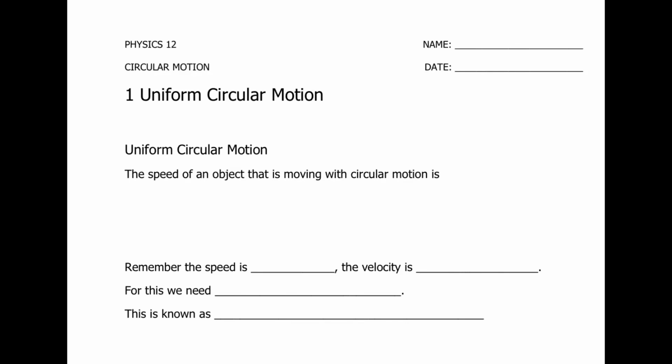Today's lesson, uniform circular motion. So when objects move in a uniform circle, we're specifically talking about circles and we're talking about uniformity. And we have this very, very important word here called speed. The speed of an object that's moving in a uniform circular motion is constant.